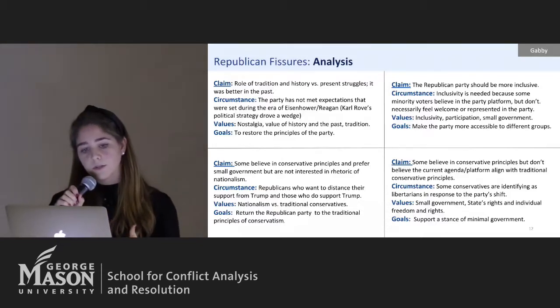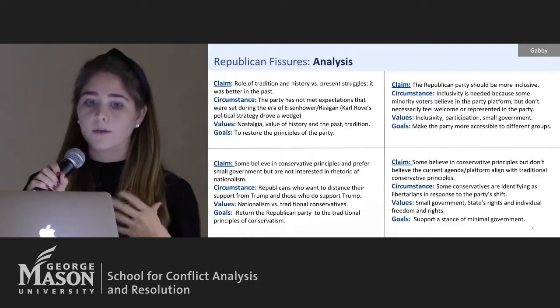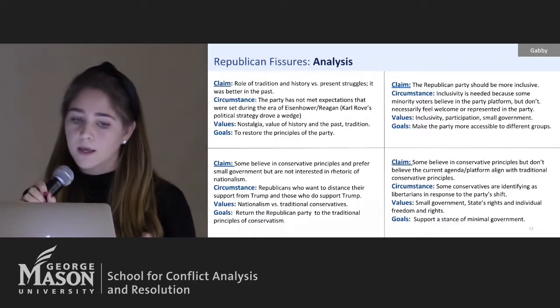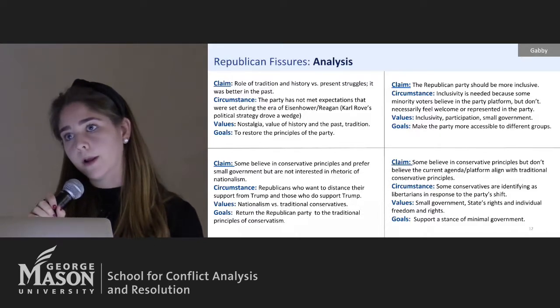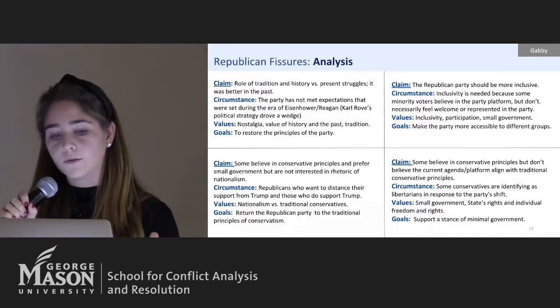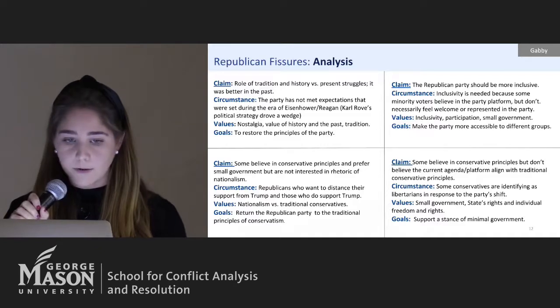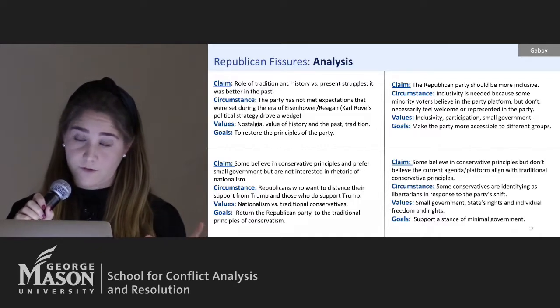So some of those values that are being held are nostalgia, value of history, the past, tradition, and the goal is to restore the principles of the Republican Party that were valued during the era of Reagan and Eisenhower. That's a big fissure right there.